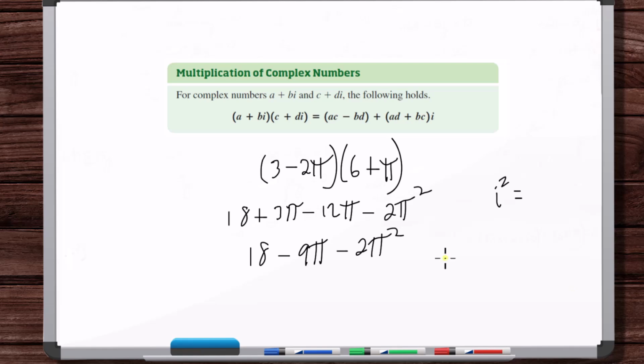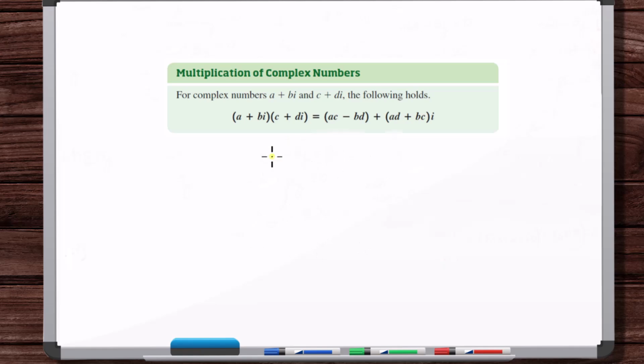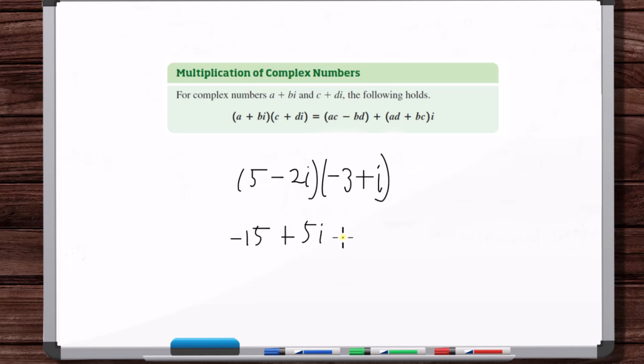And so, okay, let's see, if this was 5 minus 2i times minus 3 plus i, okay, well, 5 times 3 is minus 15, plus 5i, plus 6i, minus 2i squared. Minus 15, plus 5i, plus 6i is 11i. i squared is negative 1, so this is plus 2. Minus 15 plus 2 is minus 13, and there you go, okay?